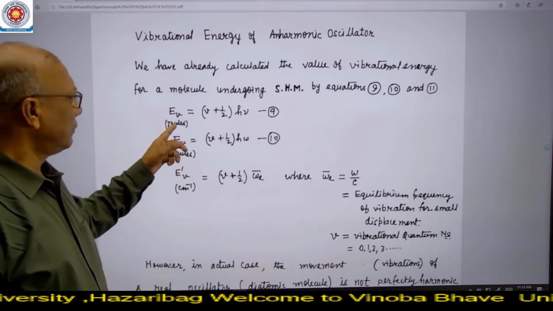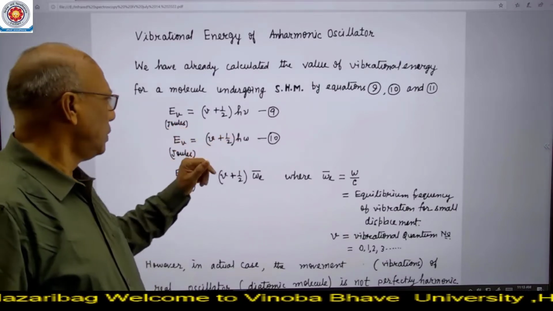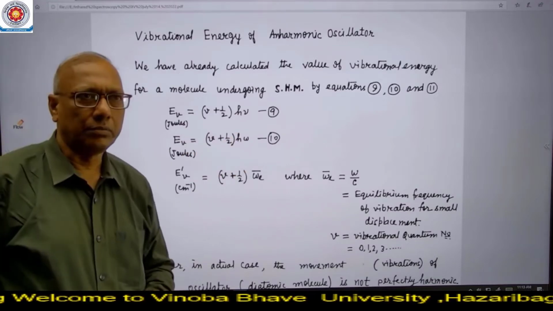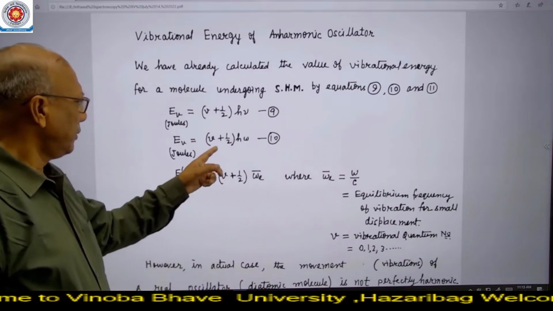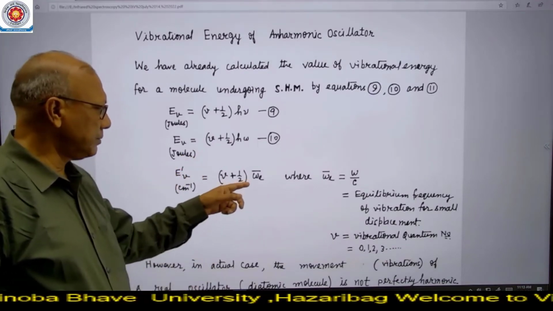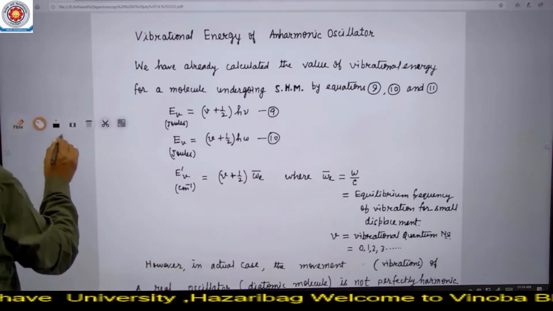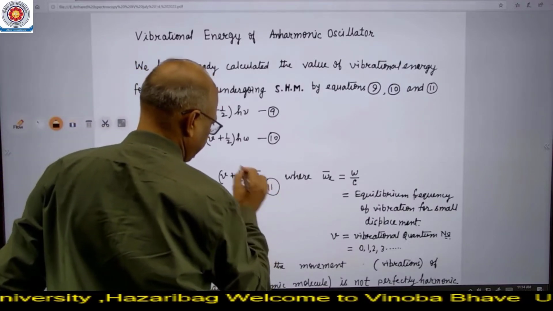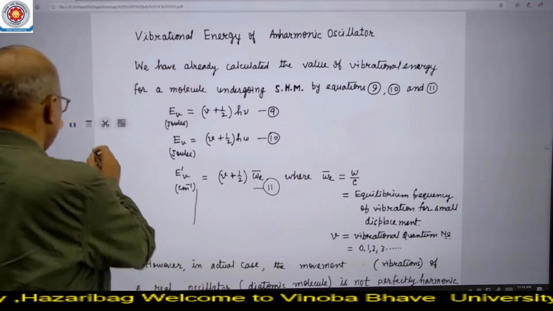That is, the value of energy is equal to V plus half h nu, or if nu is replaced by the term omega, then it is V plus half h omega, and when it is expressed in terms of wave number, then it comes like this. This is equation number 11. We have written all the terms here.